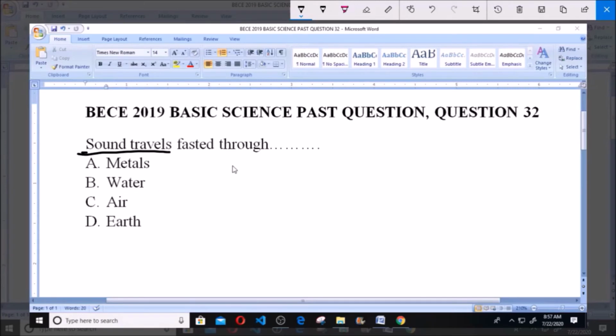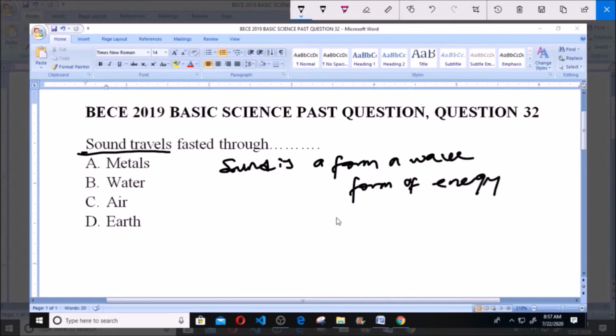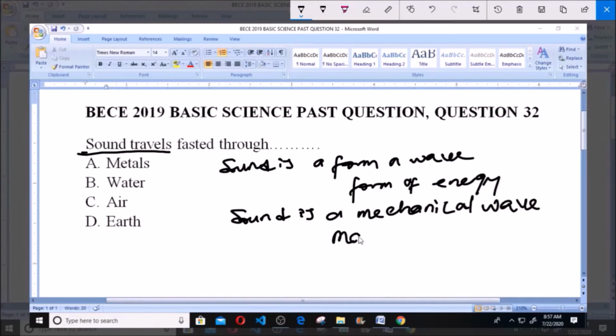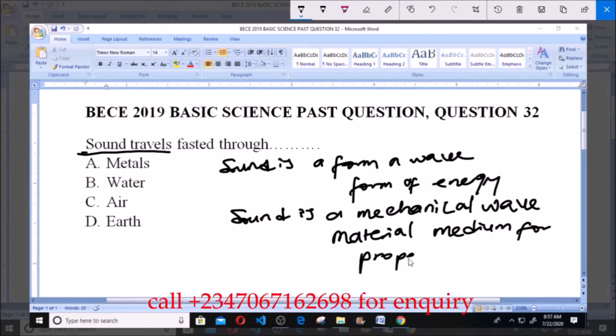Now I want us to understand that sound is a form of wave, and it's also a form of energy. Sound is known as a mechanical wave, and so therefore it requires a material medium for propagation, meaning that sound cannot travel in a vacuum. So it requires a material medium for propagation.